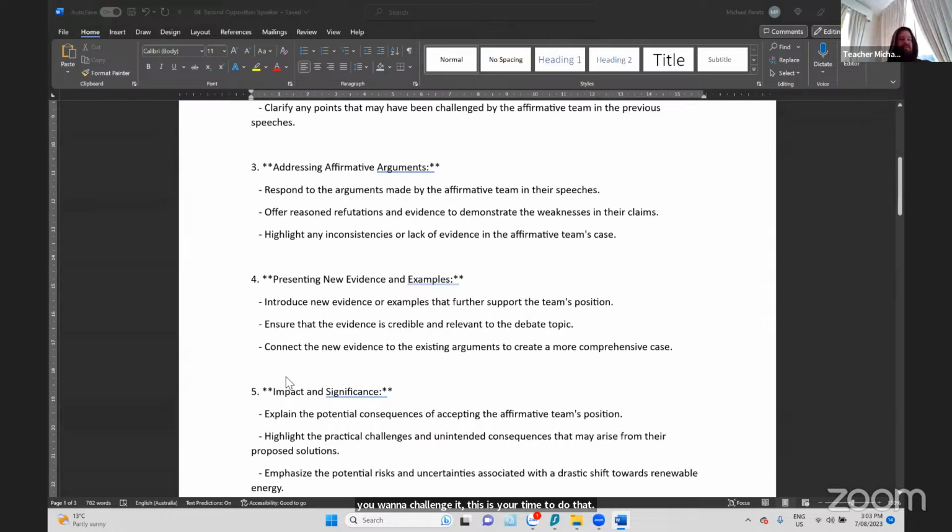Again, we need to present new evidence and more examples. We need to introduce new evidence or examples that further make your team's case stronger. We need to ensure that the evidence is credible and relevant to the debate topic. So remembering what we were talking about, make sure your evidence comes from a very reliable source and that it has to do with the topic of the debate.